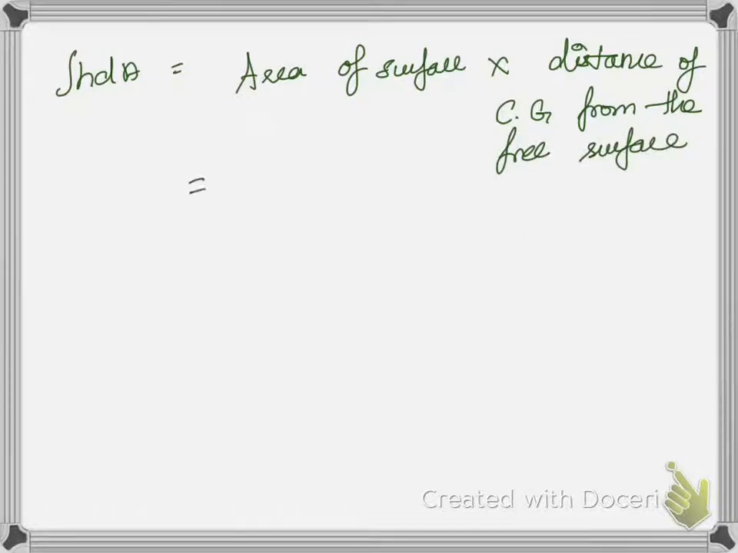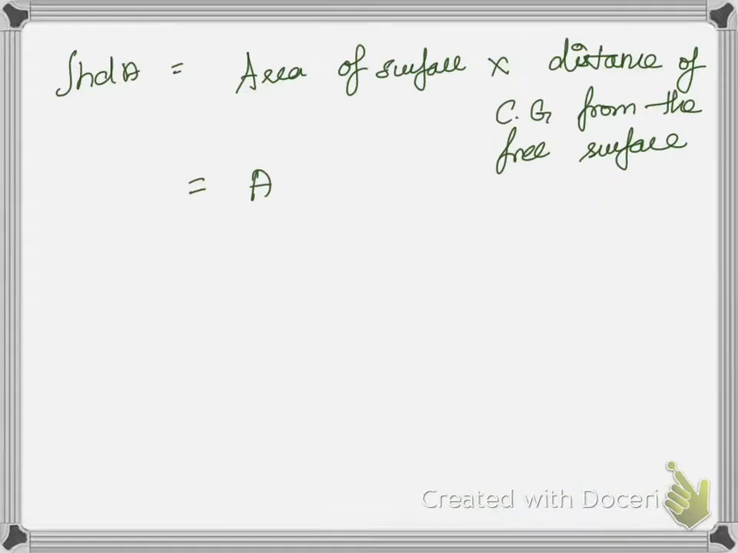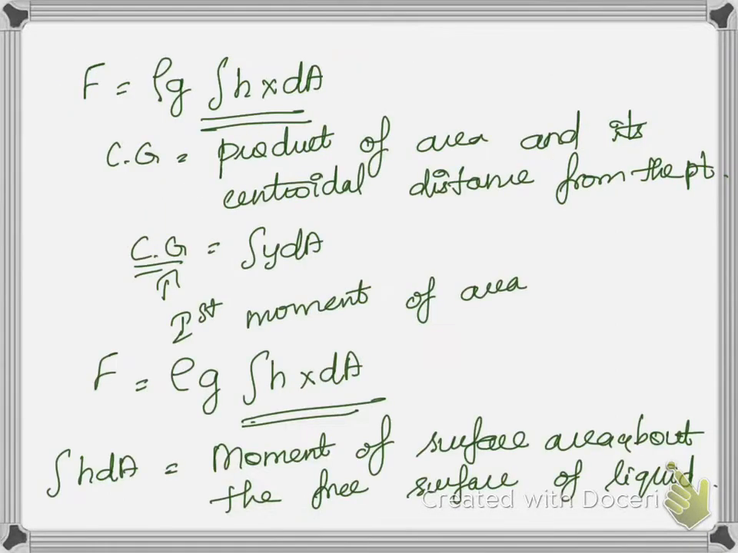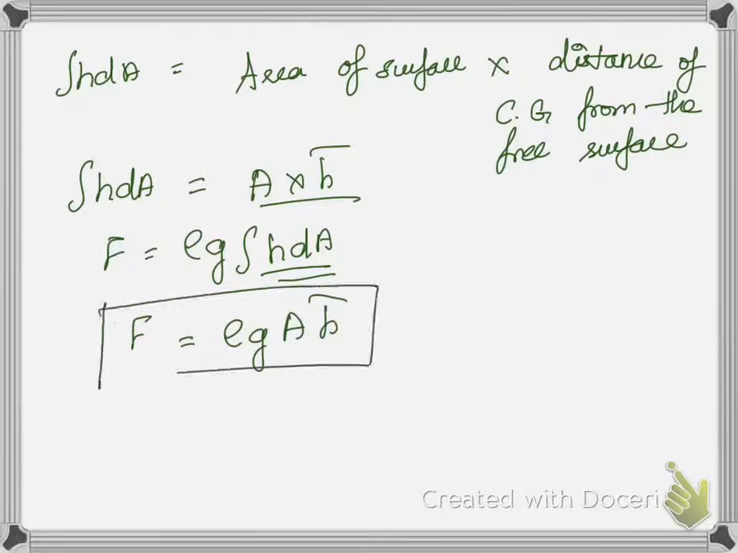Okay, so the area of the surface is going to be A and the distance of center of gravity, I can see that is H bar. So I can write A into H bar. So integral H dA is equal to A into H bar. So my F will be equal to rho g into integral H dA, but instead of H dA, I can write A H bar. So F will be equal to rho g into A H bar. And generally, we'll have the unit as Newton.